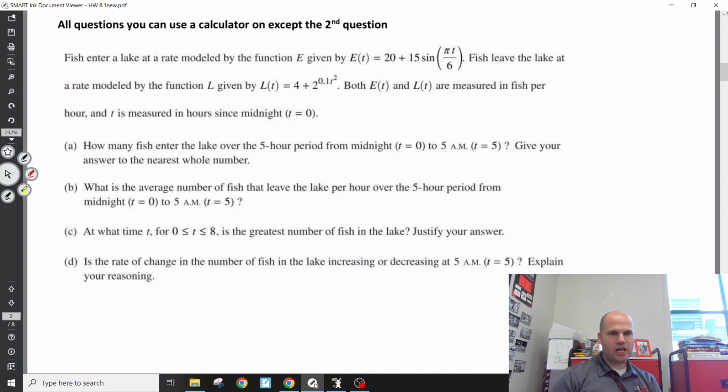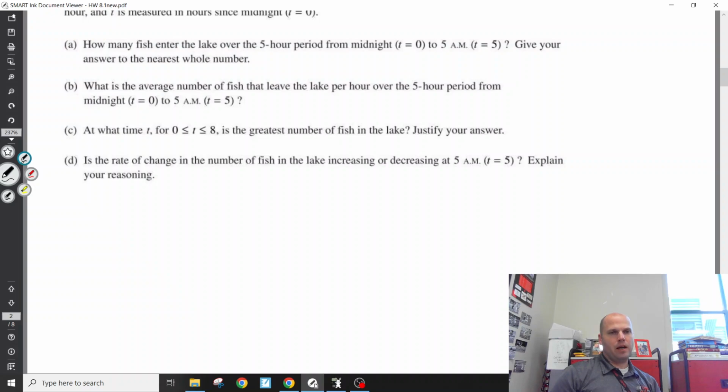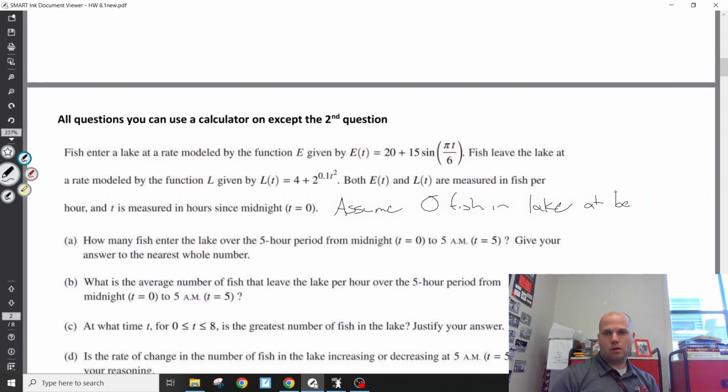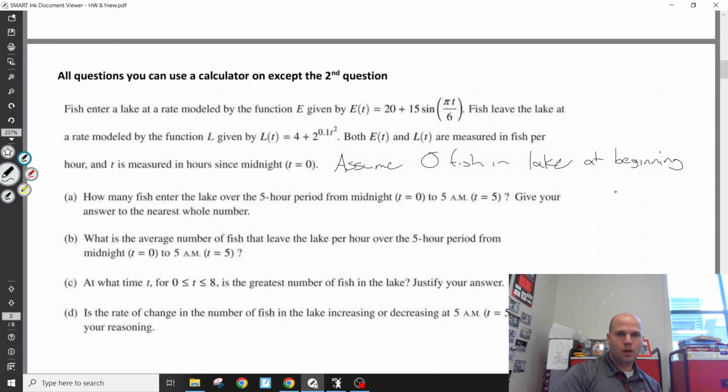Okay? So if I were to set up my main two equations, and also, what am I told? I don't know how many fish there are at t equals 0. So we're going to assume there are no fish in the lake. Okay? Probably a bad assumption, but they don't give you information about an initial amount, so make sure you know that the initial amount is 0.